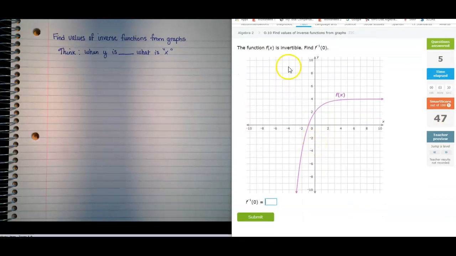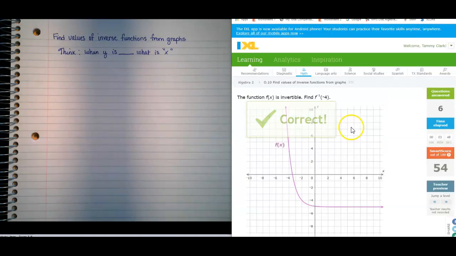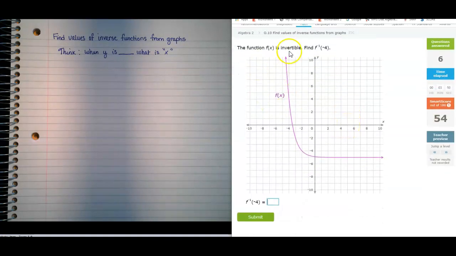The function f of x is invertible. Find the inverse of the function when y is 0. So let's find 0, and we're going to go to the function, and it is when x is -1. The function f of x is invertible. Find the inverse when y is -4. So when y is -4, x is -2.